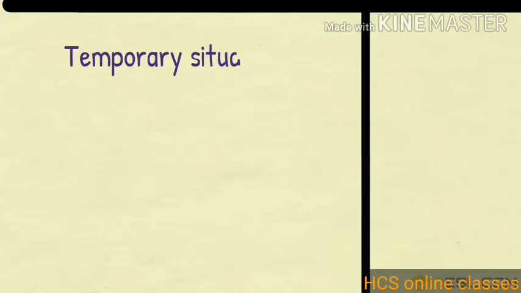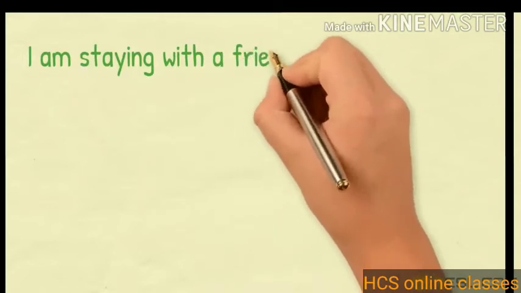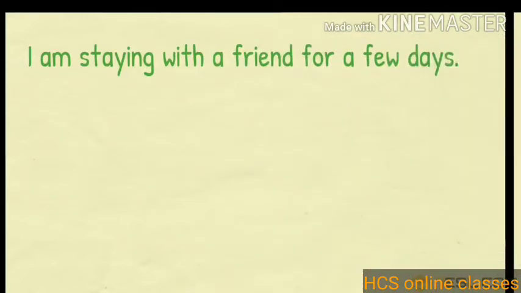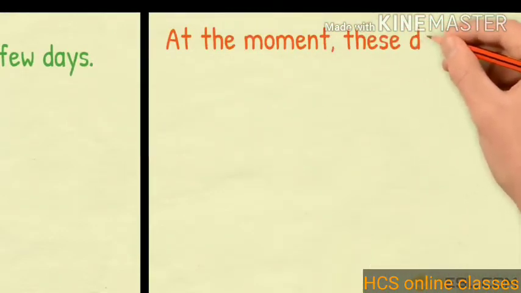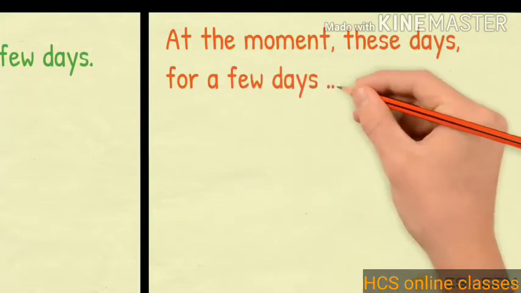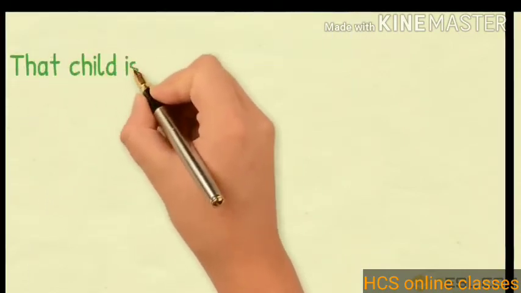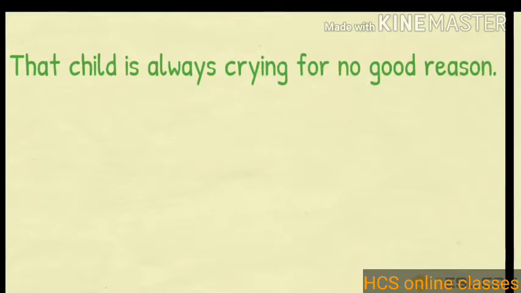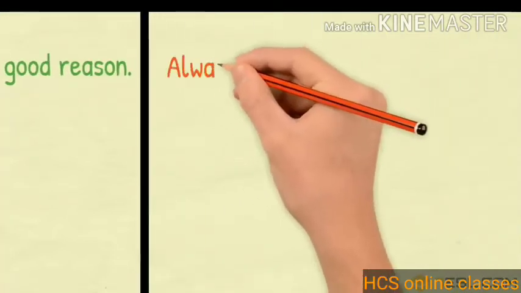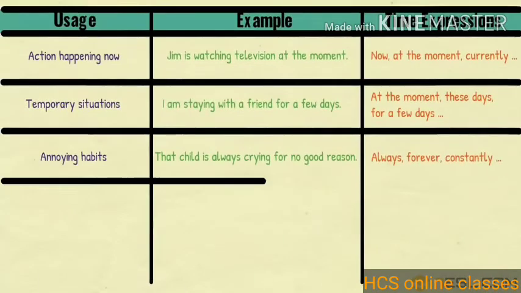Now for temporary situations, I am staying with a friend for a few days. Time expression will be at the moment or these days, for a few days, etc. Annoying habits. That child is always crying for no good reason. The time expression will be always or forever or constantly.